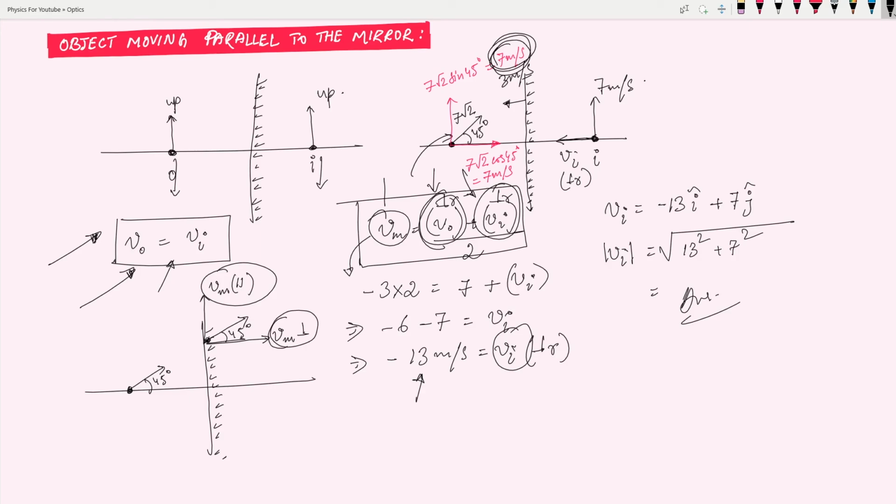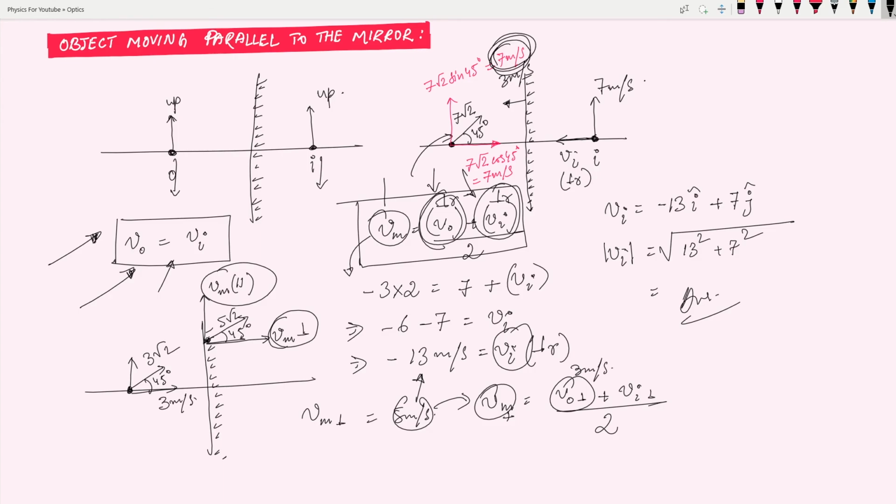Just find, if this is suppose 5 root 2, okay, then Vm perpendicular will be 5 meter per second. And now you can just put the formula like Vm is equal to V naught perpendicular plus Vi perpendicular divided by 2, and in this Vm, that is perpendicular, you'll just put this value, and Vo object, you need to find it from here. If this is suppose 3 root 2, then you will get this as 3 meter per second. Then we'll put 3 meter per second here. Okay, now in this case Vm will be positive because it is moving in the right hand direction, so 5 meter per second will be positive.